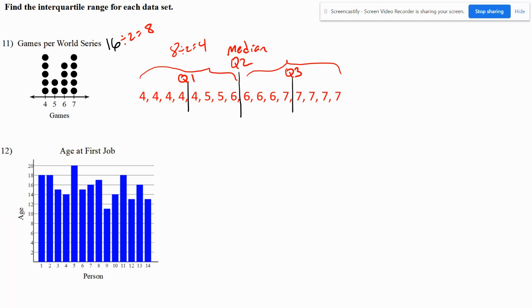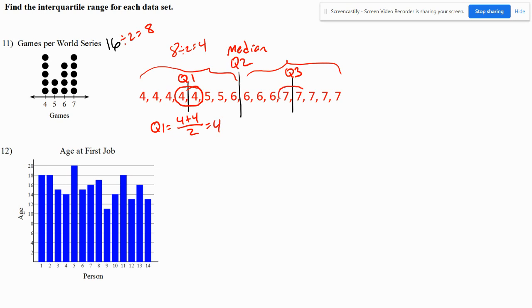Now notice quarter 1, my line does not go through a number. In this case, it happens to go in between 2 numbers. So for me to find out quarter 1, I'm going to add those 2 numbers, and my result, I'm going to divide it by 2. 4 plus 4 is 8. 8 divided by 2 is 4.